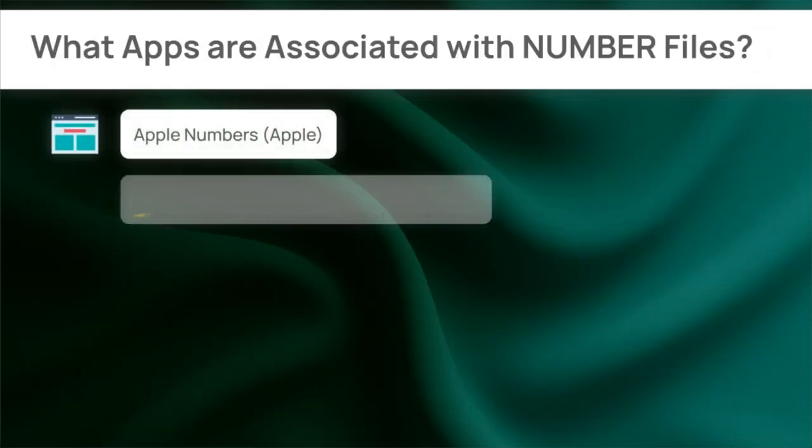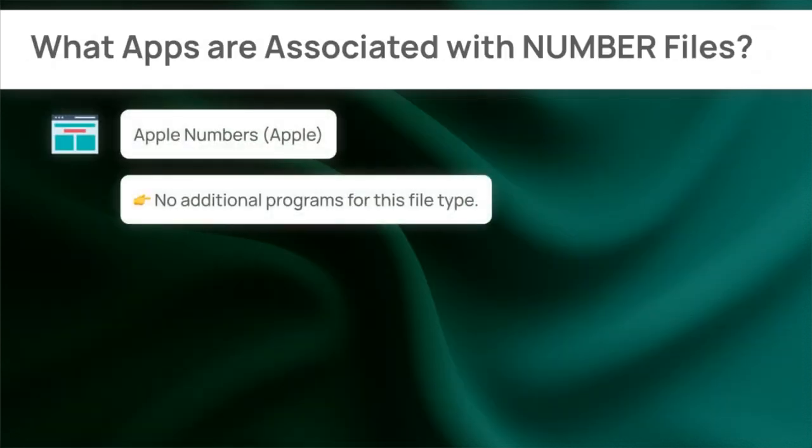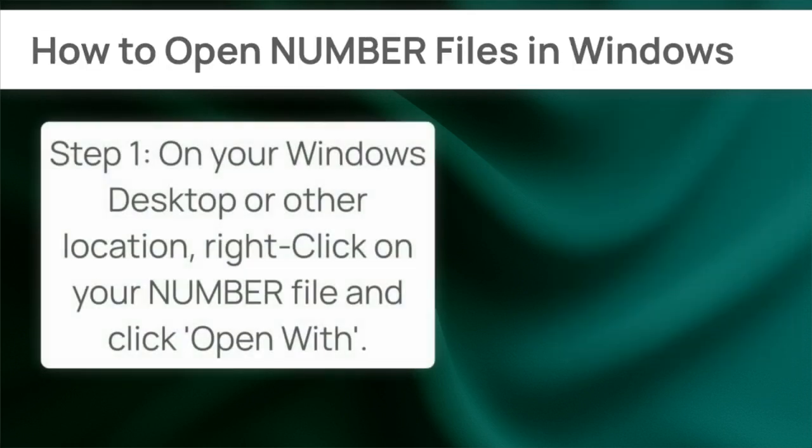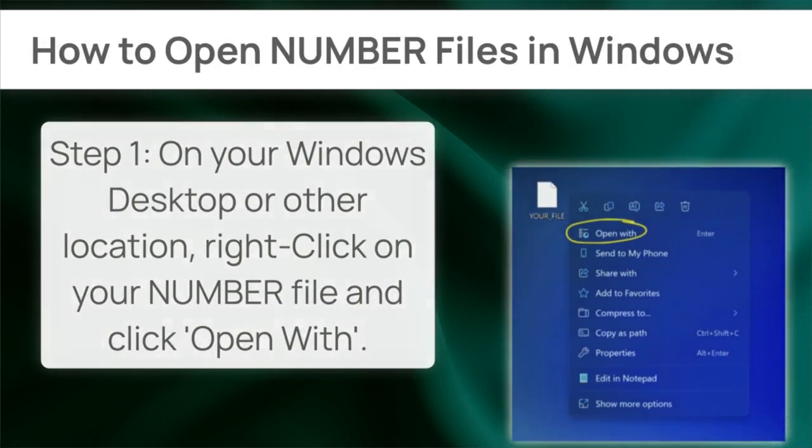When viewing the file metadata, the number shows a direct link to Apple Numbers from Apple. Standard Windows programs often fail to correctly display all layers of the document. Windows shows only grid-level information, while complete functionality relies on spreadsheet software. We are performing the initial software environment diagnostic.